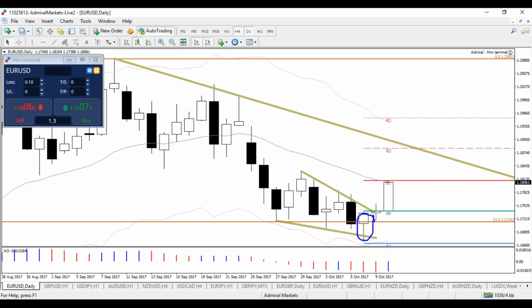This pin bar wasn't too bad, right? Pin bar, put the stop loss below, and aim for the R2, or aim for the R3, or aim for the top. That could have been a long-term trade idea. But that too is behind us.